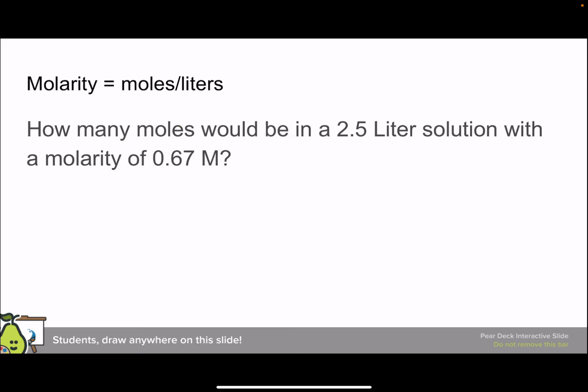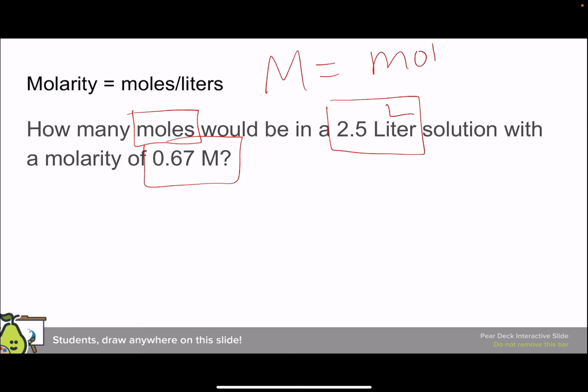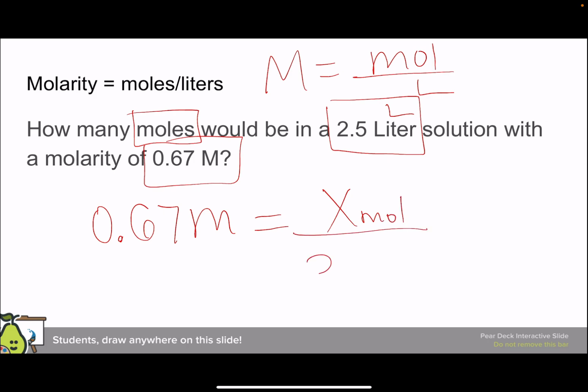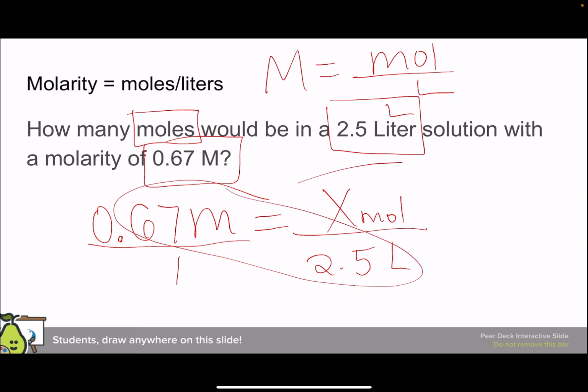Now our next one says how many moles would be in 2.5 liter of solution if you have 0.67 molarity. So big M is equal to moles divided by liter. So we actually have 0.67 big M is equal to X for mole over 2.5 liters. So we can set it up with a 1 over top and then cross multiply it. So we're going to have X equals 0.67 times 2.5. And we see we get 1.675.